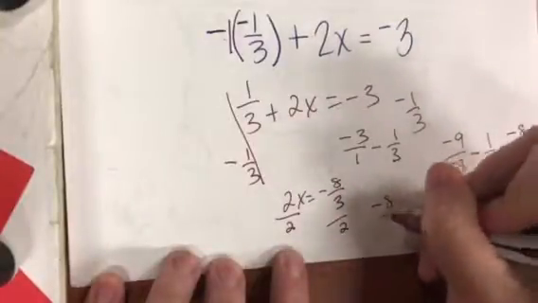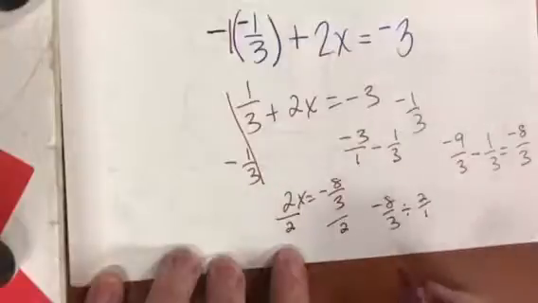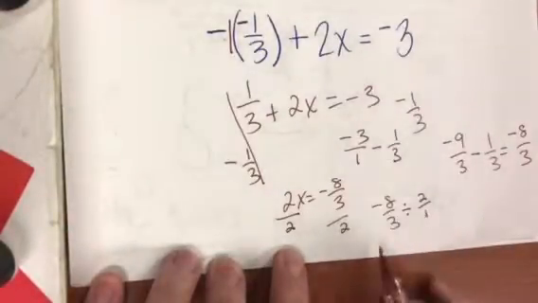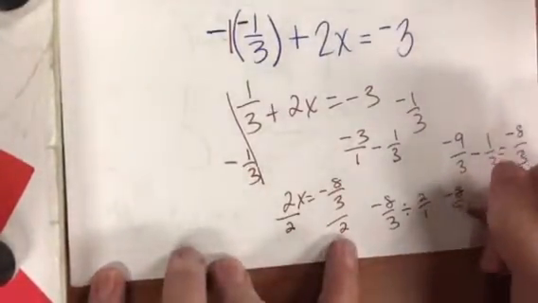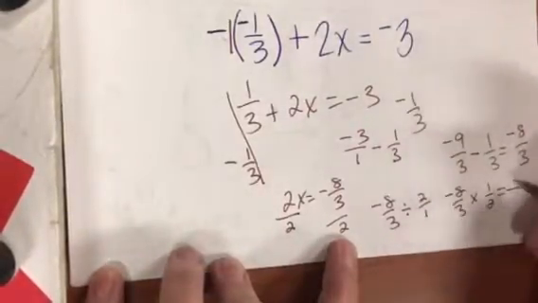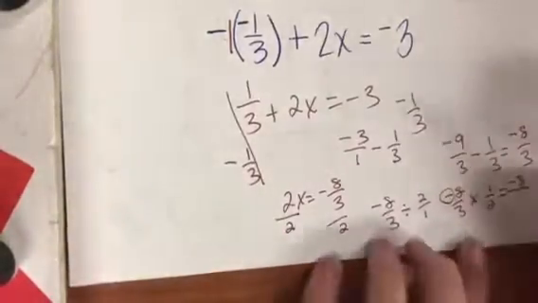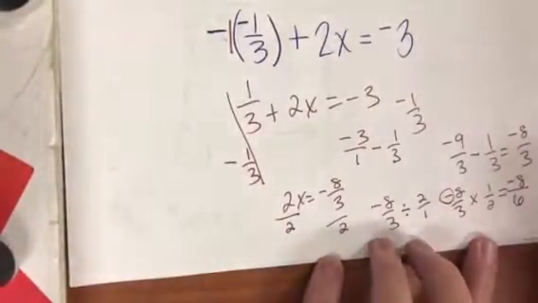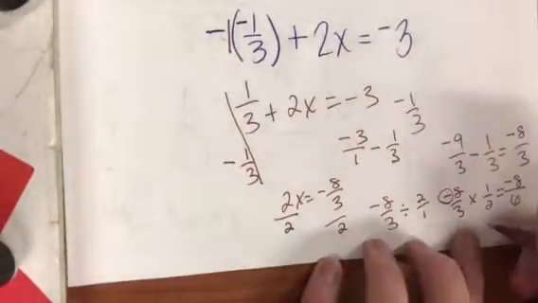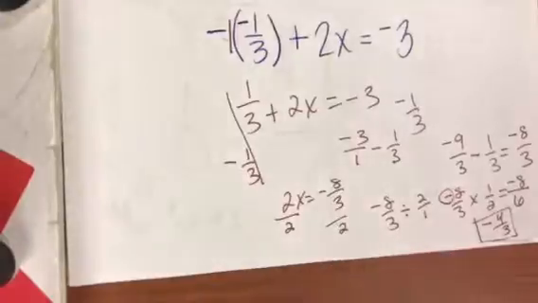To separate 2 times x, we divide by 2 on both sides. So I've got negative 8/3 divided by 2 over 1. Wait, I thought we multiply fractions by the reciprocal. Yes: negative 8/3 times 1 over 2 gives us negative 8 over 6. When you simplify that down, we are left with negative 4/3, or negative 1 and 1/3. I like 4/3 better just because I'm weird.